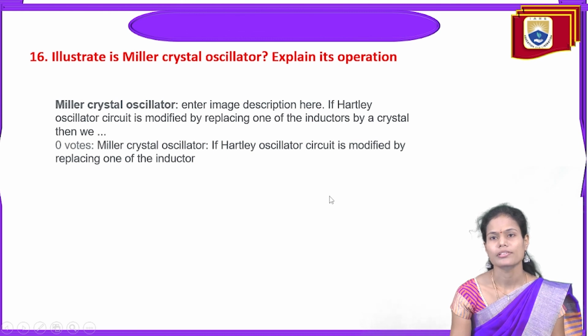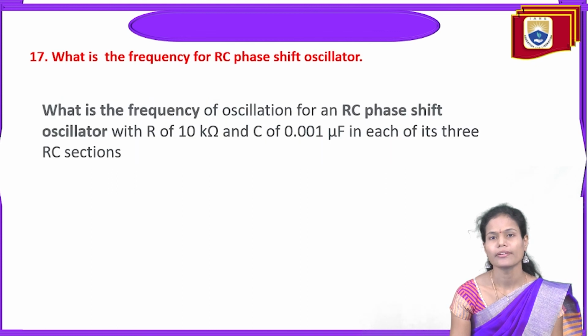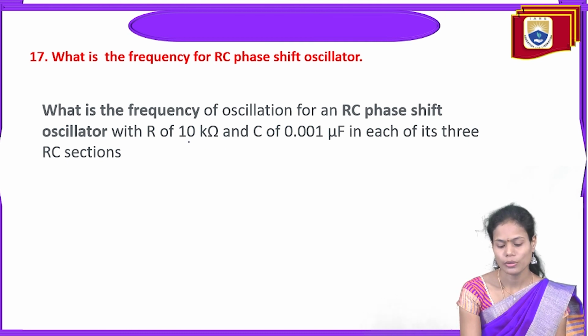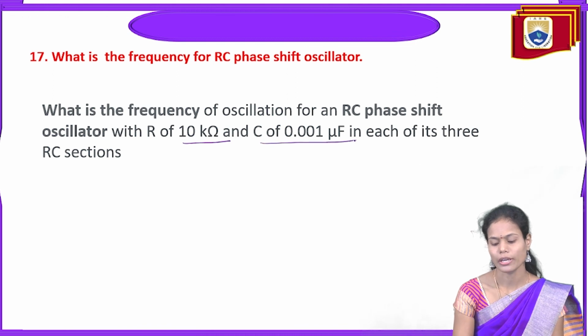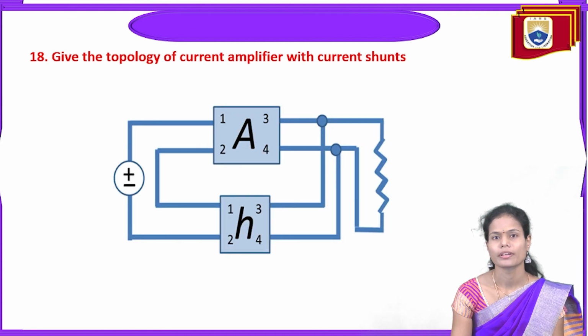Illustrate the Miller crystal oscillator. Explain its operation. So Miller crystal oscillator, we have to explain that, and what is its operation we need to explain clearly here. And what is the frequency for RC phase shift oscillator? So frequency of RC phase shift oscillator is if R of 10 kilo ohms and the capacitance of 0.01 microfarads in each of its 3 RC sections. So the overall one is the frequency of the RC phase shift oscillator. And give the topology of current amplifier with current shunts. So this is the current amplifier with current shunt circuit here.